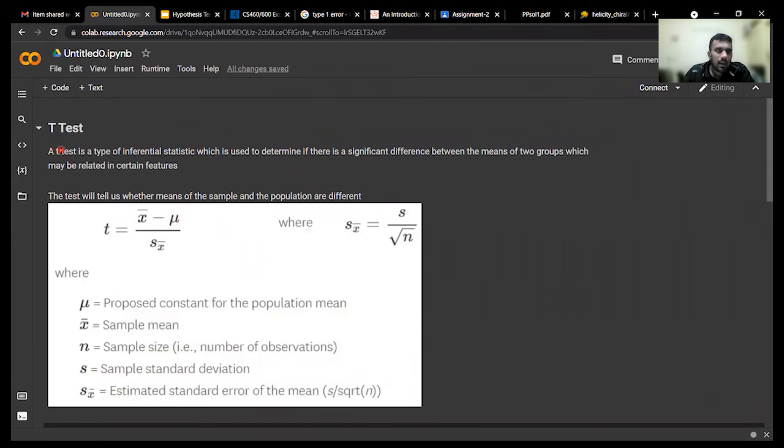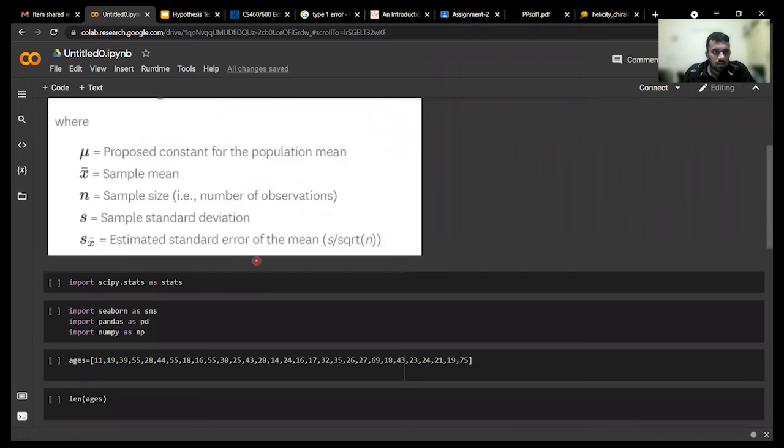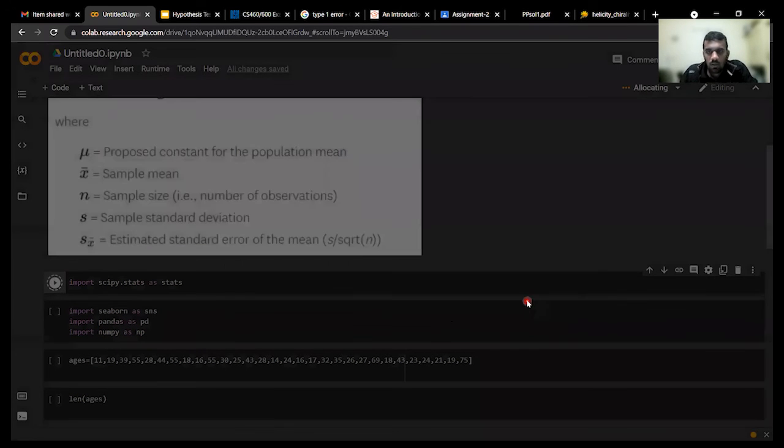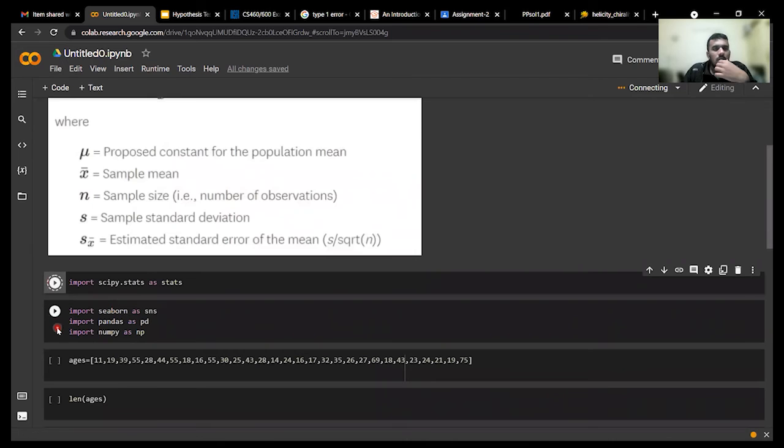As I already discussed, a t-test is a type of inferential statistics which is used to determine if there is a significant difference between the means of two groups, which may be related in certain features. So here the two groups are the bigger parent group, and the sample data that we are more concentrated on. First, I imported stats from scipy, and this is basic standard stuff.